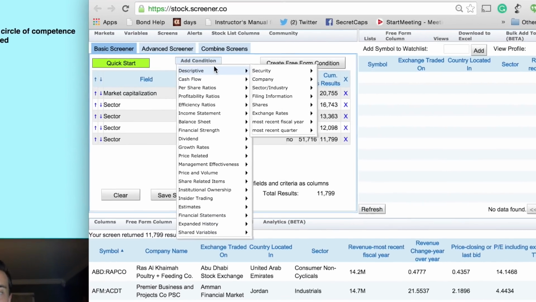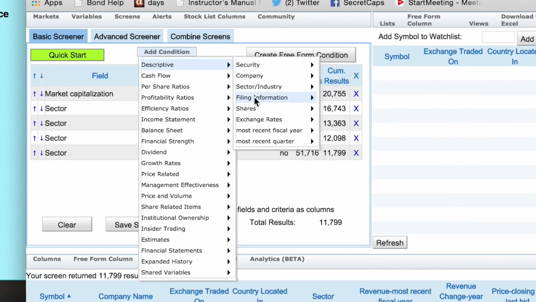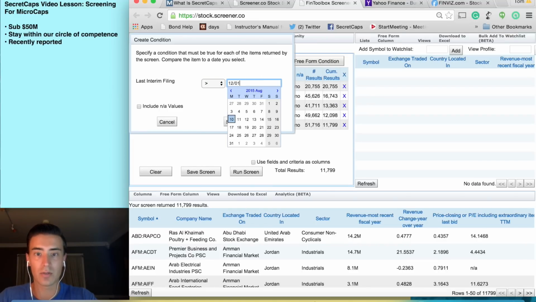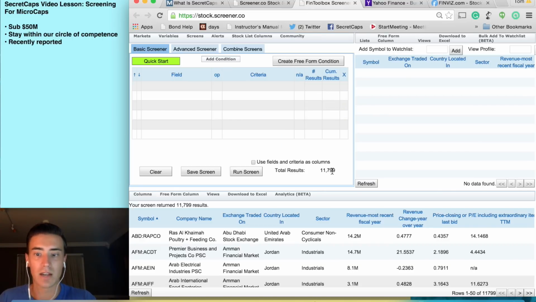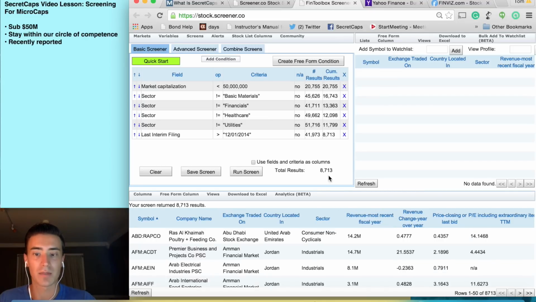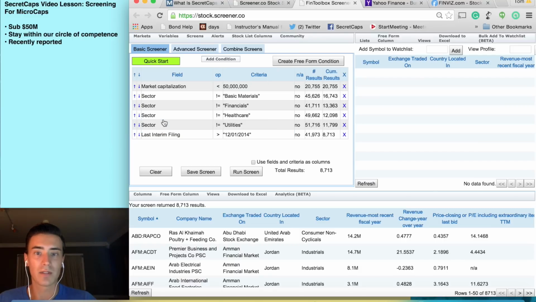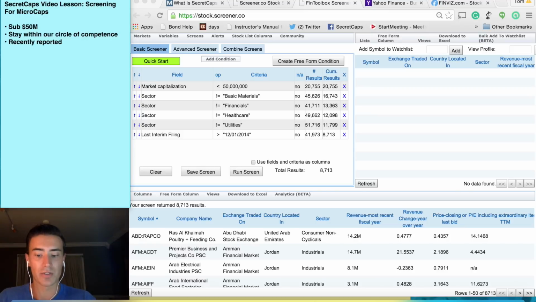To do that, we do add condition, descriptive, go to filing information, we go to last interim filing, usually go greater than sometime last year, say December 1st, 2014. That got rid of about 4,000 names. So now all we're looking at are currently reported companies, companies that have filed their financials or any interim filings within the last year. So we screen out any old companies that we don't want to look at that are outdated.